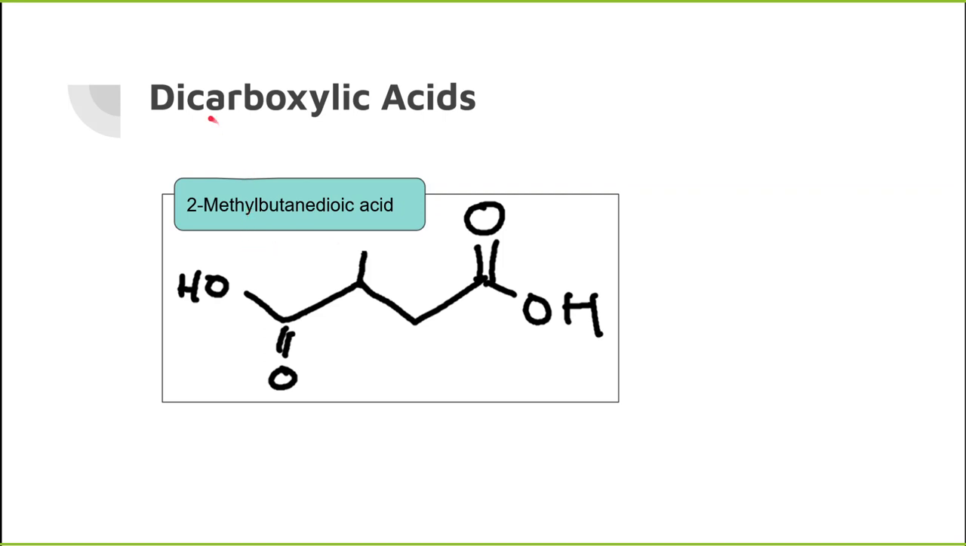And you can have dicarboxylic acids. So we've got a carboxyl group on this end and a carboxyl group on this end. And we've got 1, 2, 3, 4 carbons. So this becomes butanedioic acid. Again, the di indicates that you've got the 2 carboxylic acid groups. And then this methyl group here is on the 2nd carbon. So that's 2-methylbutanedioic acid. Any questions there?